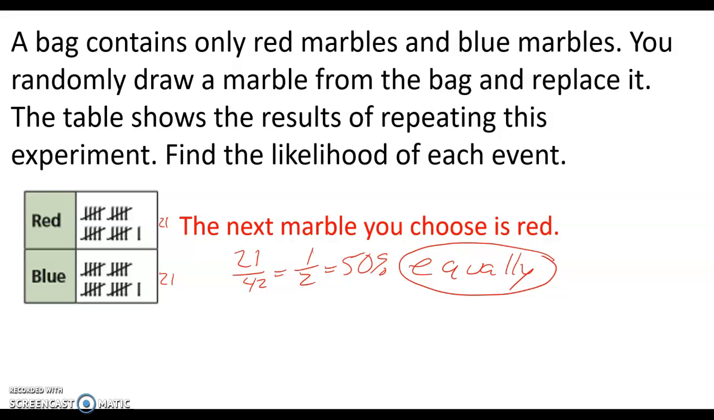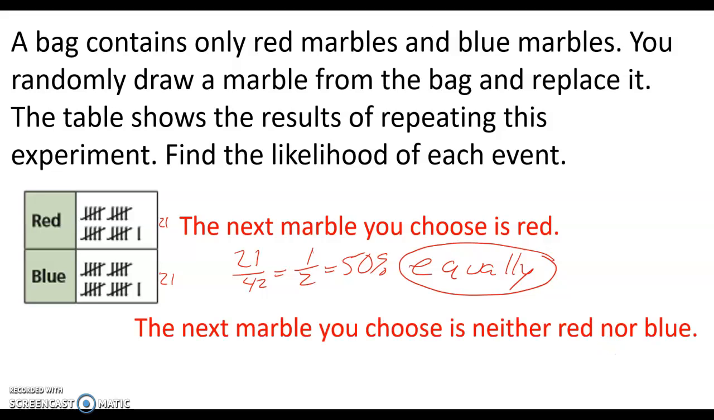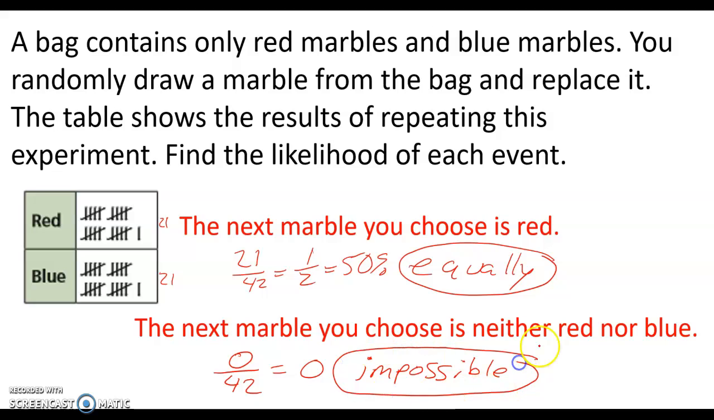Right, the next one you choose is red. What about the next one you choose is neither red nor blue? Since they were all red or blue, that would be 0 out of 42. And if you have 0, that is impossible. So impossible. All right.